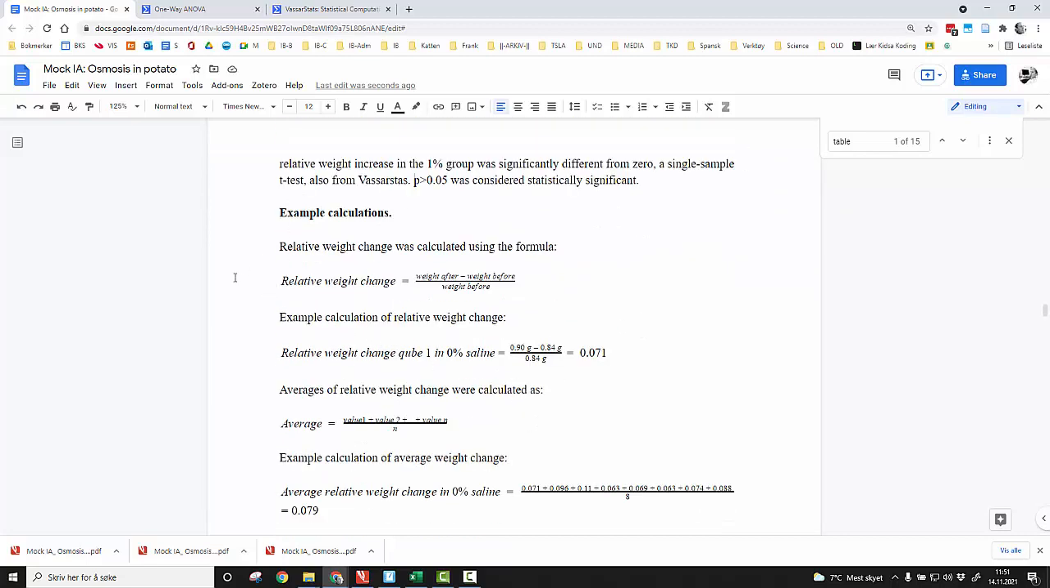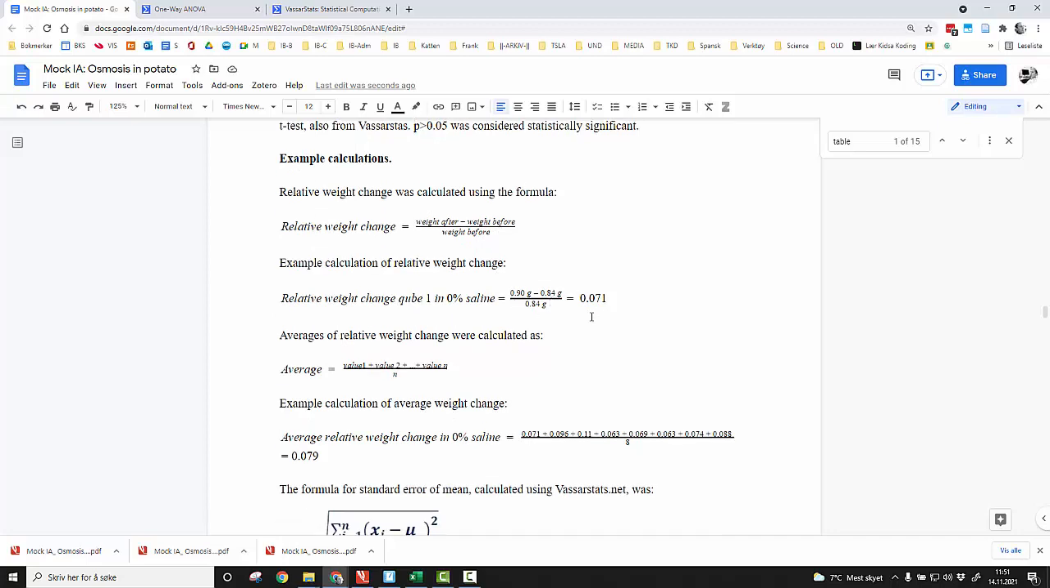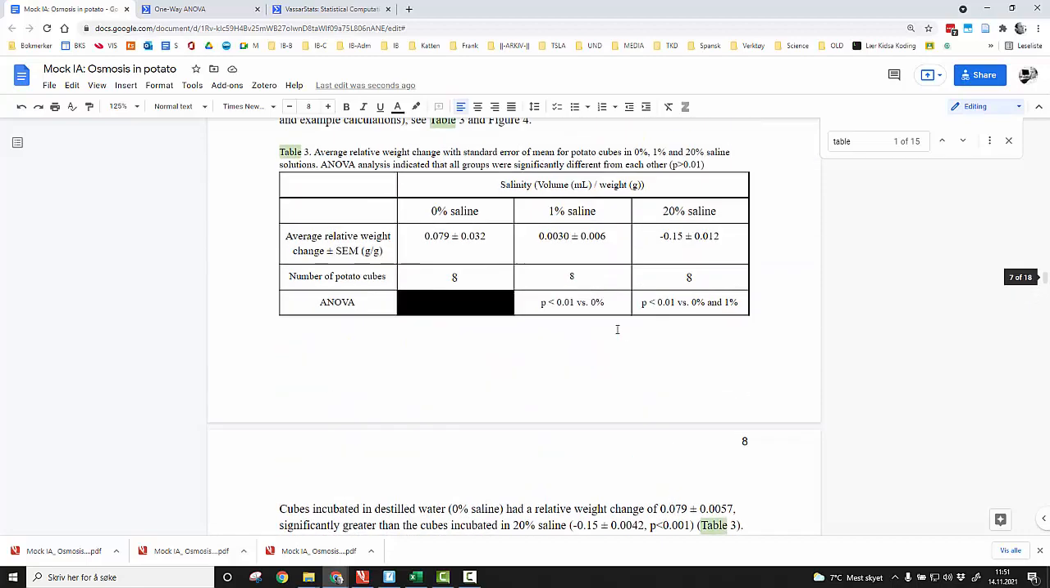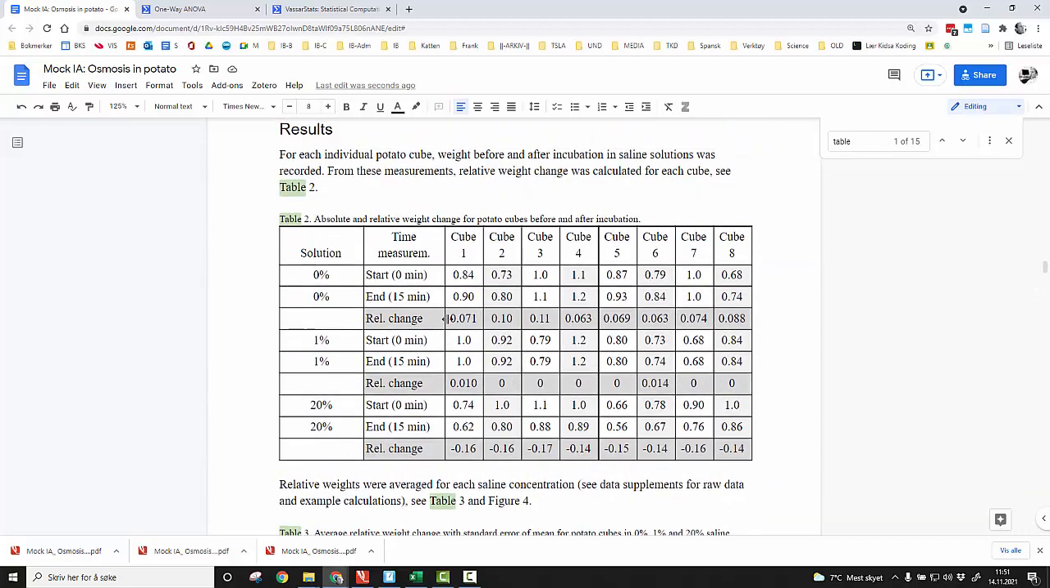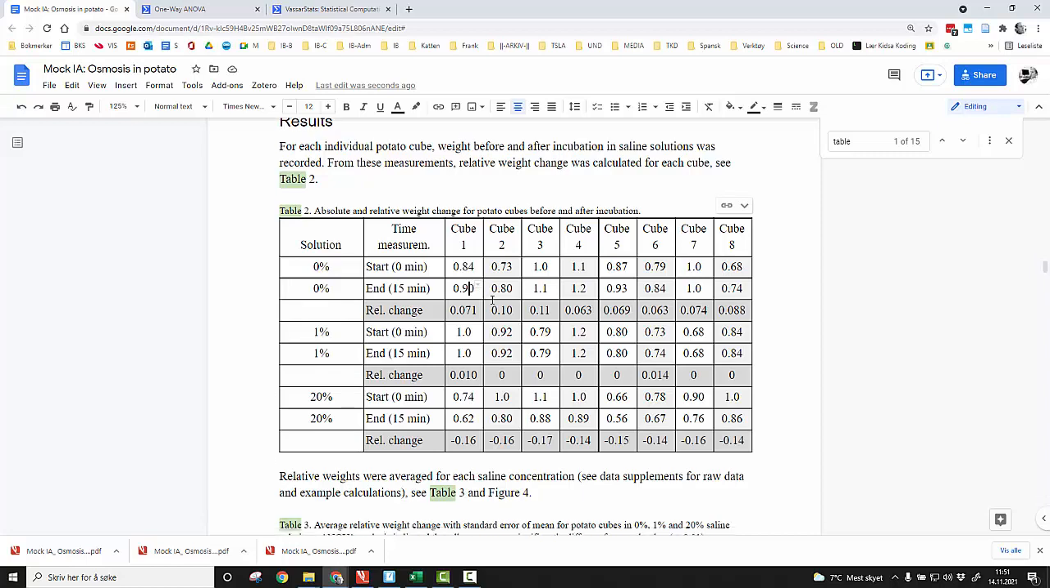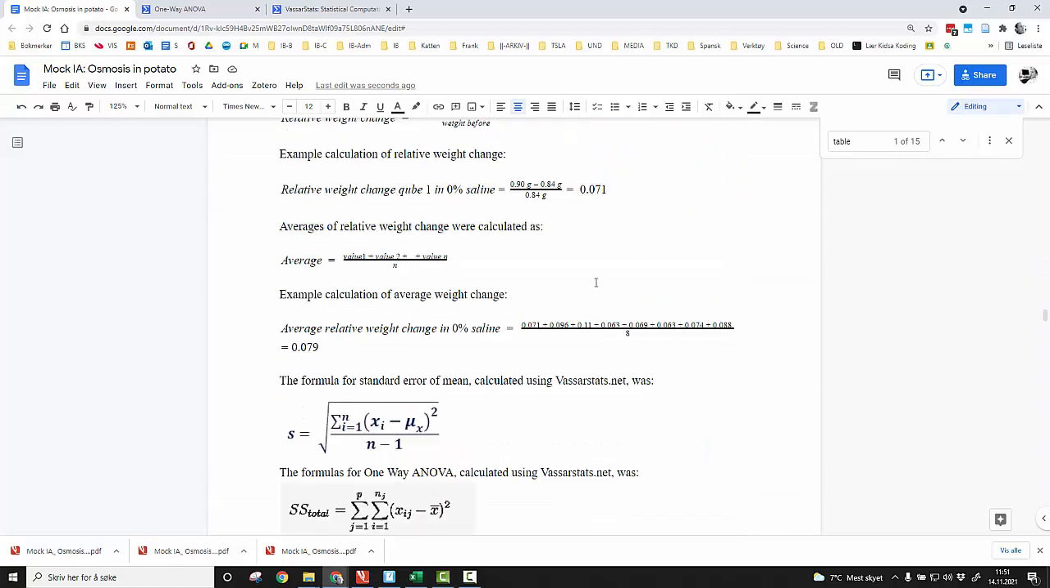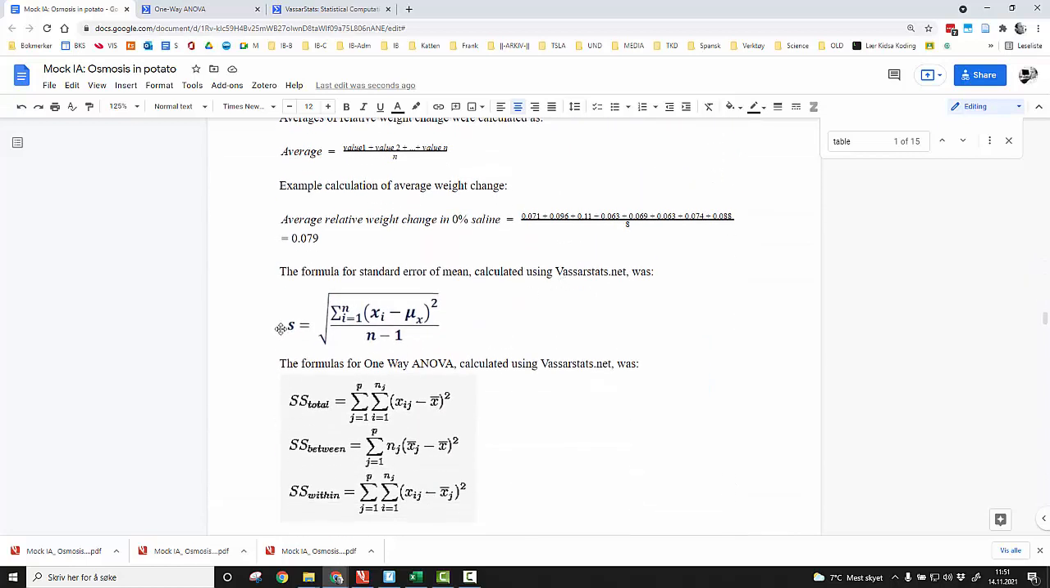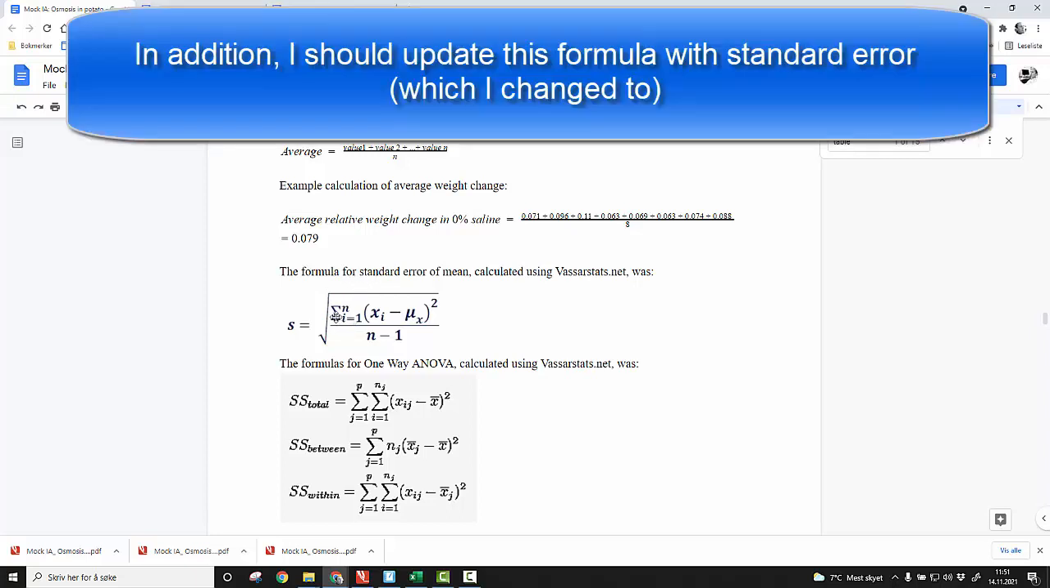Then here we have example calculations. So every calculation you do in your IA, you have to first show with the formula and then show with the example calculation. So we see that this 0.071 value is the one we get here, and we use these two numbers. And then even the average formula has to be shown, and then here I've been a little bit lazy, so I haven't shown how you calculate standard deviation.